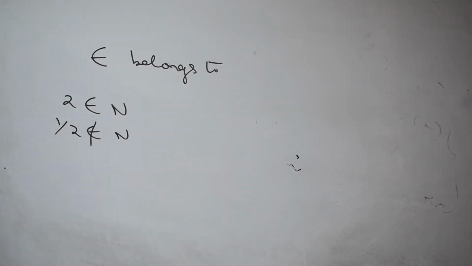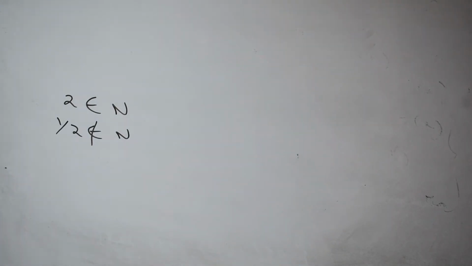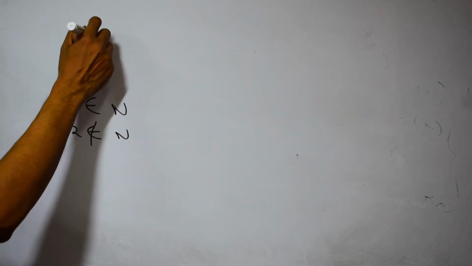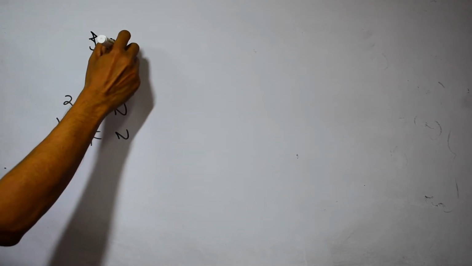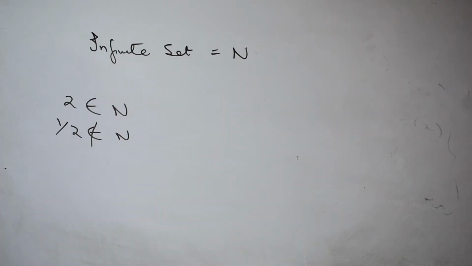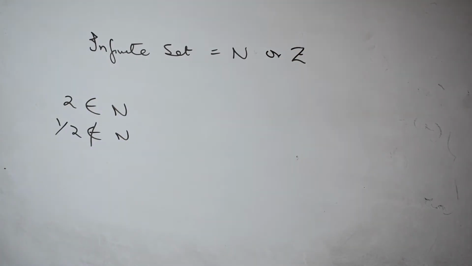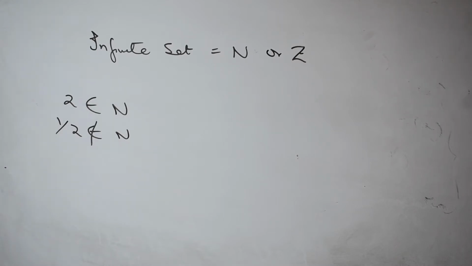Now coming to set counting. A set that is countable is called a finite set, and a set which is not countable, not possible to count, is an uncountable set, that is, an infinite set. So we have finite and infinite sets. Examples of infinite sets are N, the natural numbers, or Z, the integers. They are infinite because we cannot count how many natural numbers are possible.